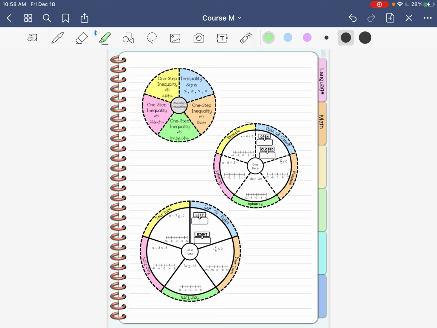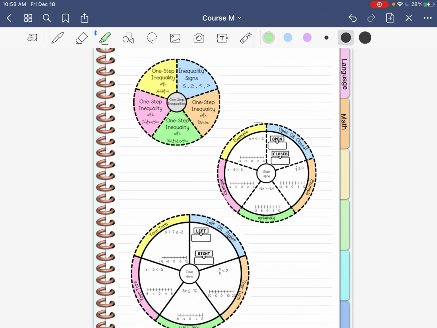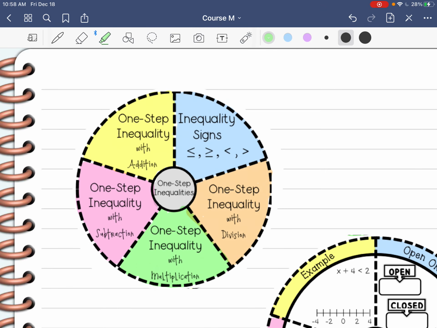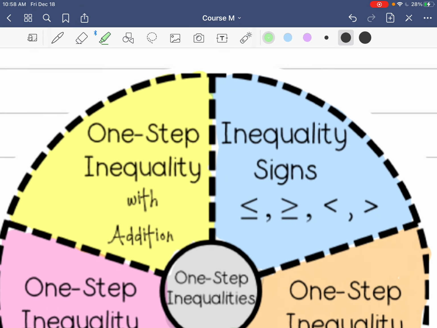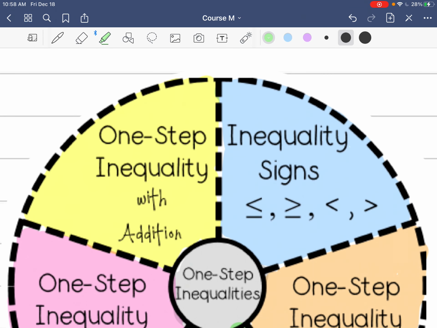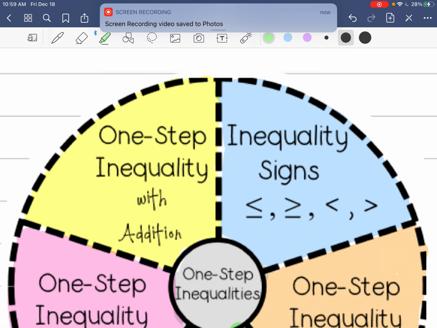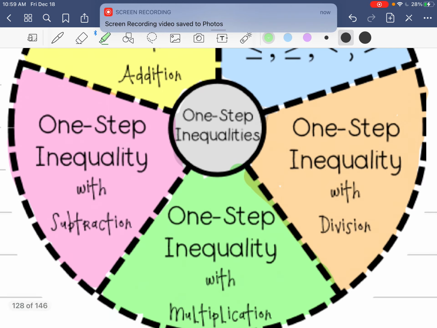In this video I am doing memory piece number 10. So you will need to have this ready to go. This is the one-step inequality piece. And I've colored mine. You guys know how I am about color, but you don't have to do that if you don't want to. And we are going to start with the one-step inequalities. On mine that's yellow. It's one-step inequality with addition.